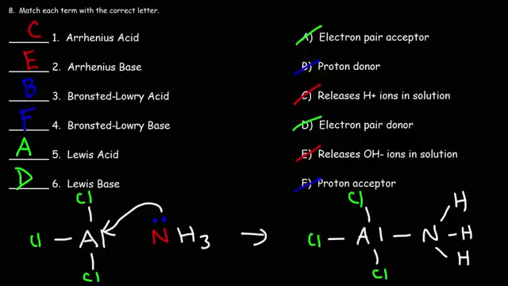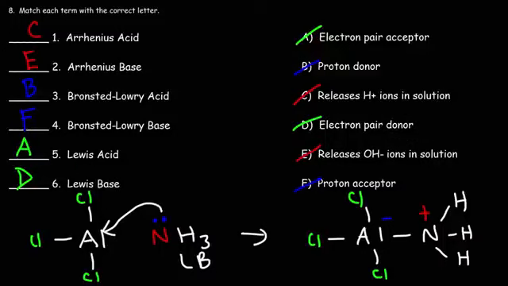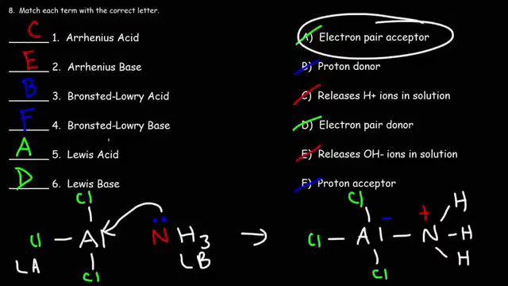Whenever aluminum has 4 bonds, it's going to have a negative formal charge. And whenever nitrogen has 4 bonds, it will have a positive formal charge. But notice that ammonia donates a pair of electrons to become this product. Because it donates a pair of electrons, it is the Lewis base. And we know that ammonia is a weak base, but in this reaction, it's the Lewis base. Therefore, the electron pair donor is the Lewis base, so 6 is D. The aluminum in AlCl3 accepts a pair of electrons, and that makes it the Lewis acid. The Lewis acid is the electron pair acceptor.